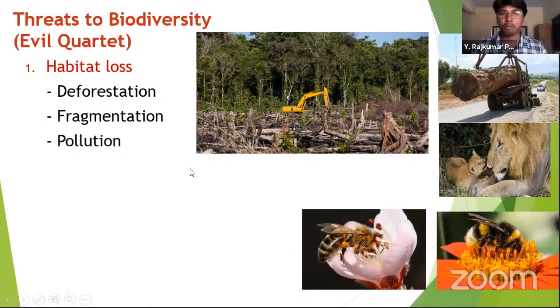Next, pollution. It is also a major cause for the decrease of biodiversity. Many animals are lost by this pollution, isn't it?